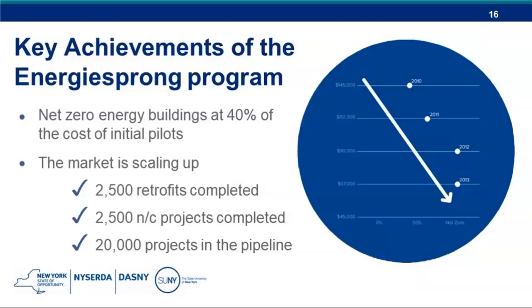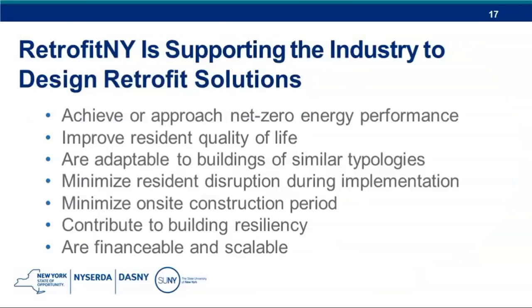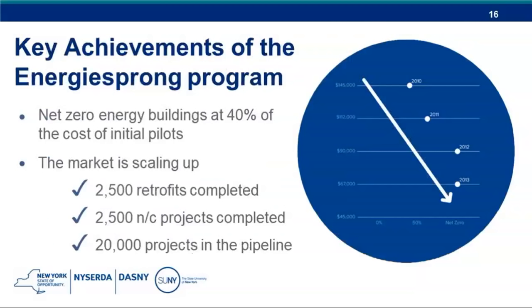They've done 2,500 retrofits already. If we can just go back 1 second. They've also done 2,500 new construction, which, again, the technology that they've developed, I think you can imagine from the image you saw, is also applicable to new construction projects as well when starting out at net zero, and they have 20,000 more in the pipeline. Next.